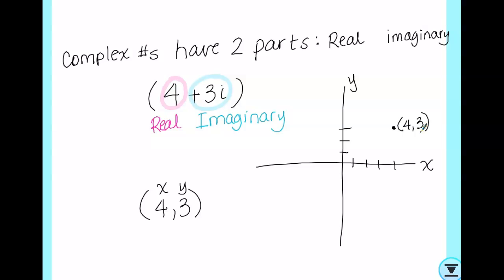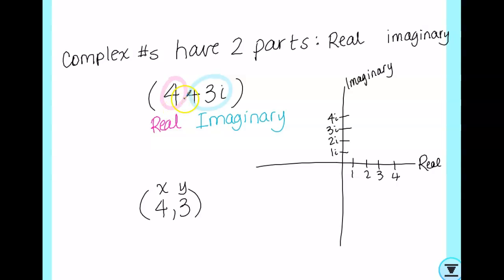So we graph complex numbers in a very similar manner. There are just some very slight modifications to our axes. Instead of this being the x-axis and this being the y-axis, this is now the real axis, and this is the imaginary axis. So this would be 1, 2, 3, 4, and this would be 1i, 2i, 3i, 4i.